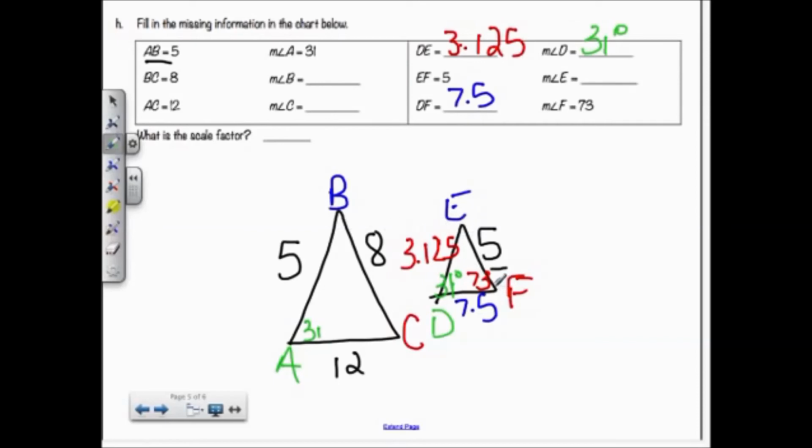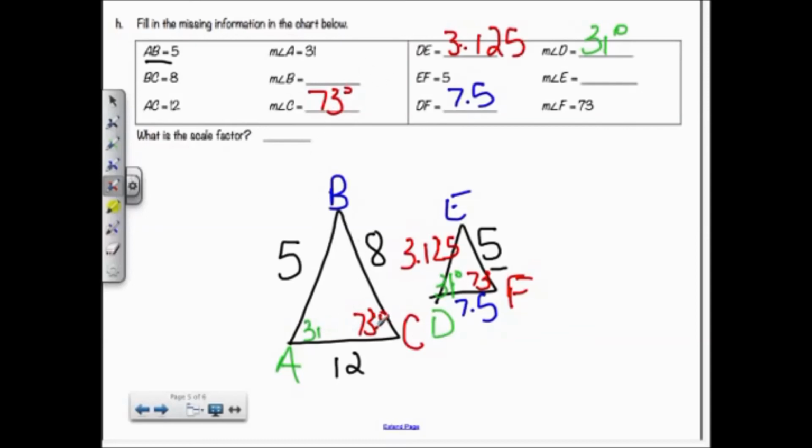I do know what angle F is, though. I know that angle F is 73, and I know that angle F corresponds to angle C. So right here, I'm going to say that this is 73 degrees. Okay, and then lastly, oh, I gotta fill this in right here. 73 degrees. And then lastly, all I have to do is figure out what angle B is.